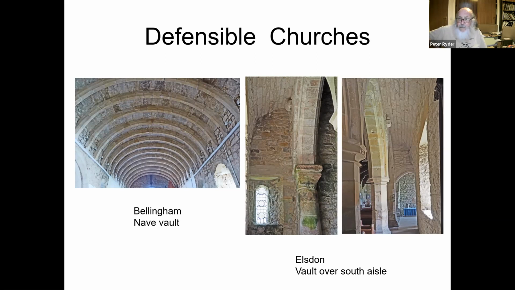And here are a couple. Bellingham, a fabulous ribbed vault over the nave, and Elsdon, which you already mentioned, where there are vaults over the two nave aisles. There's no vault, at least no vault now, over the nave or chancel. There might have been once, but there is this, and a vault is the ultimate fireproof roof, isn't it? Right.